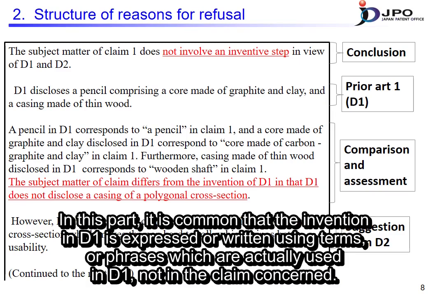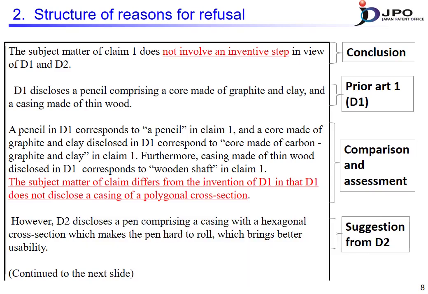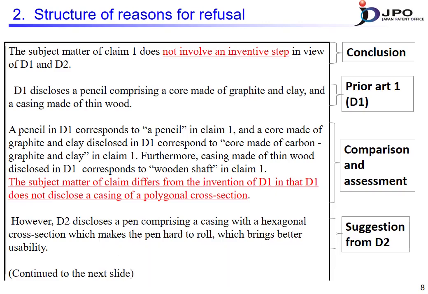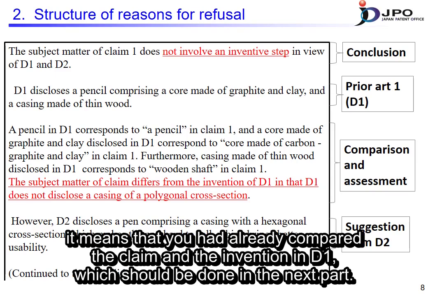In this part, it is common that the invention in D1 is expressed or written using terms or phrases which are actually used in D1, not in the claim concerned. If the invention disclosed in D1 were expressed with the terms or phrases used in the claim instead, it means that you had already compared the claim and the invention in D1, which should be done in the next part.